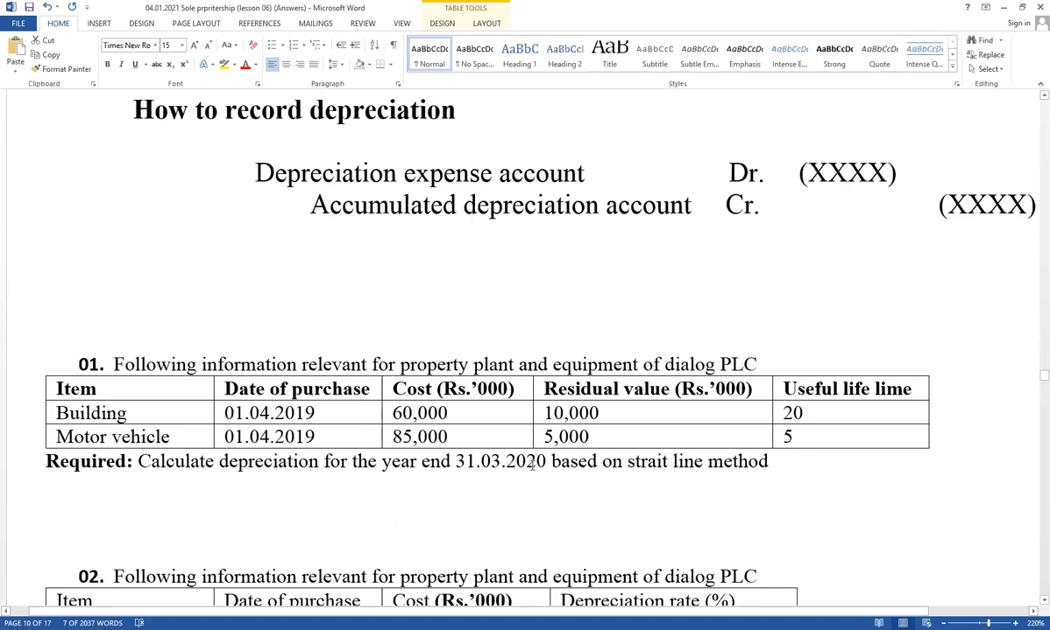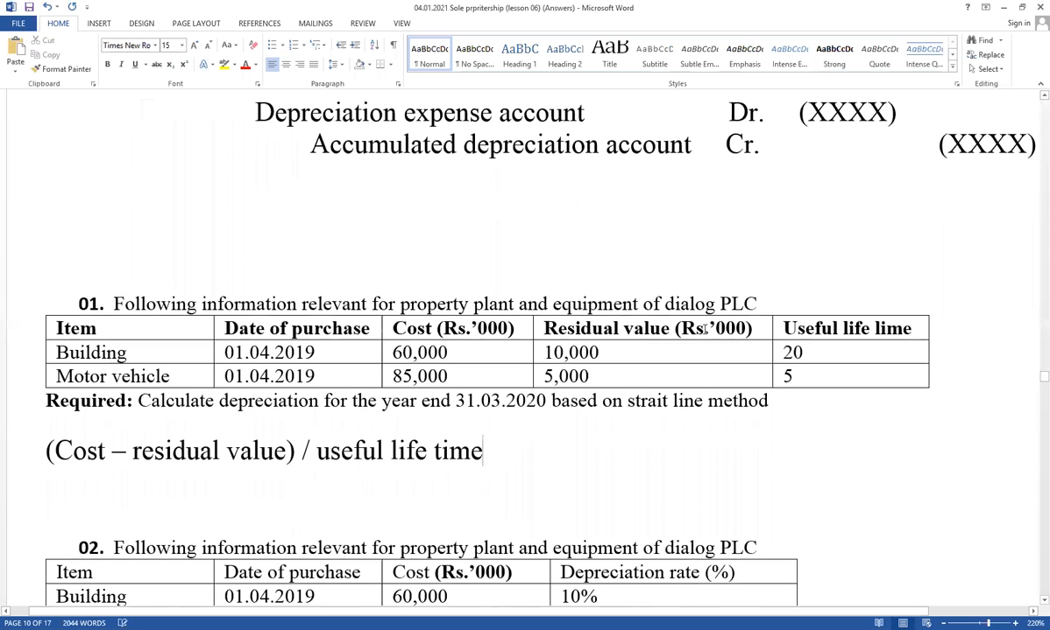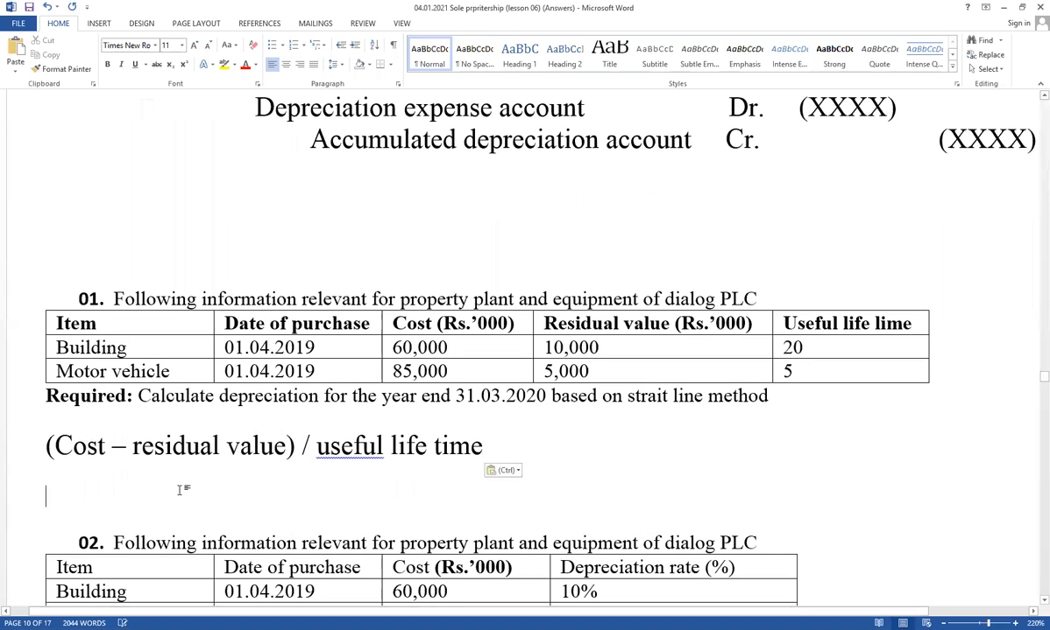Calculate depreciation for the year ended 31st March 20 based on straight line method. There are two assets available, building and motor vehicle. Given cost, residual value, and useful lifetime, this is the equation you have to apply. Depreciation rate is not given. Then calculate depreciation separately. Building depreciation equals cost value, it has given 60,000, minus residual value.